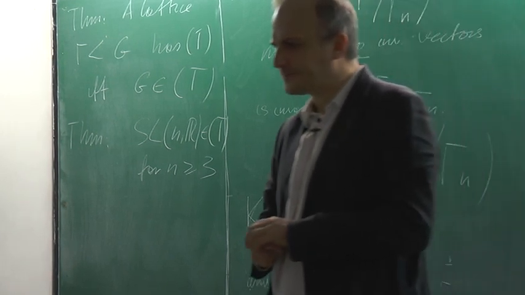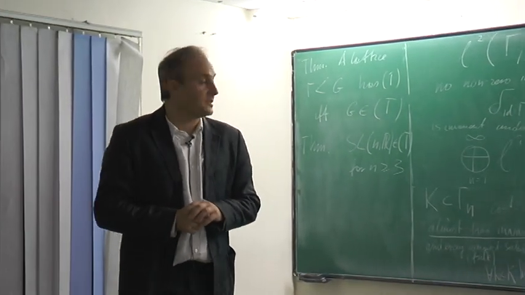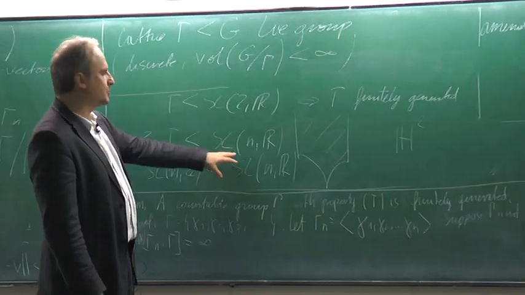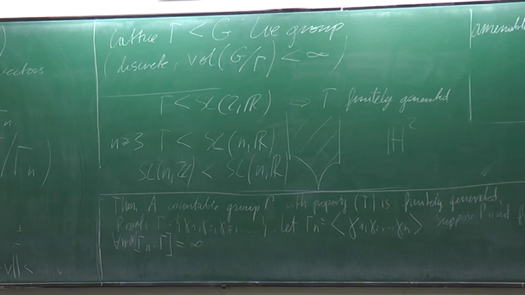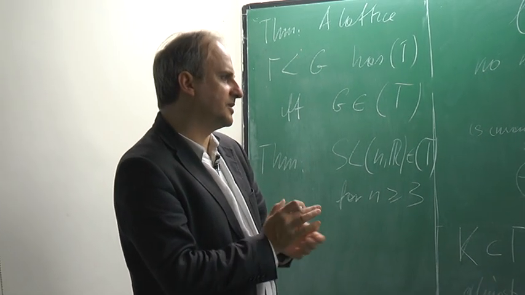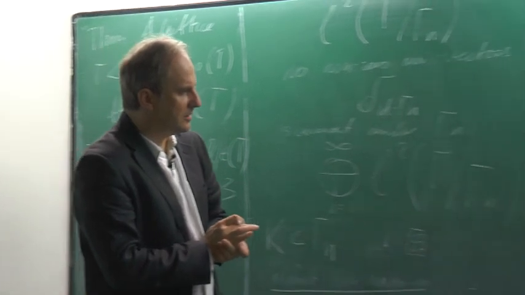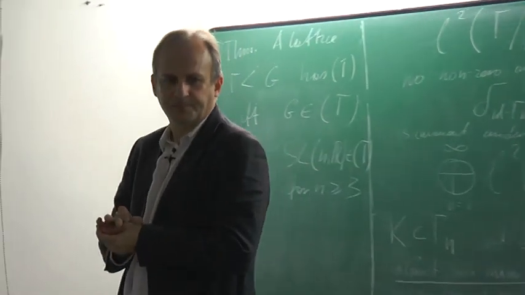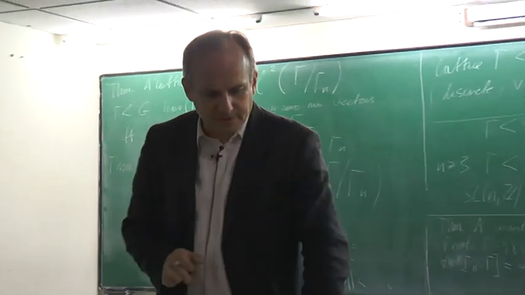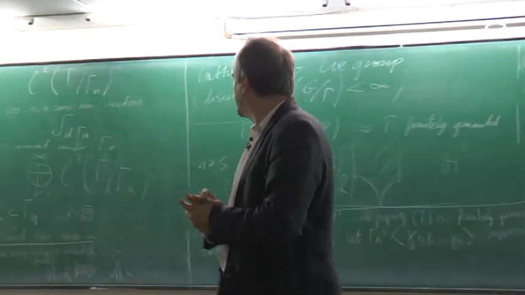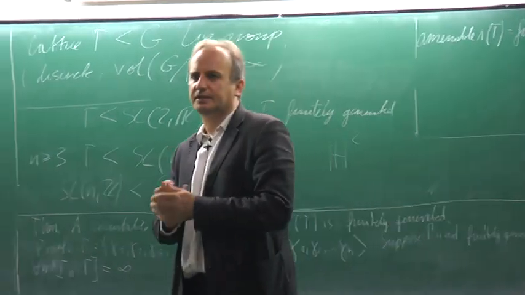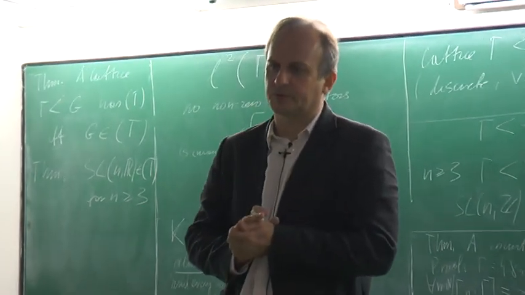So that's the theorem. The proof that, using property T, these subgroups are finitely generated is what made this paper so interesting. And immediately it was realized that it's a very important, interesting property. What happens for real semi-simple groups? It's exactly known which ones have property T. Certainly all with real rank at least 2 have this property.